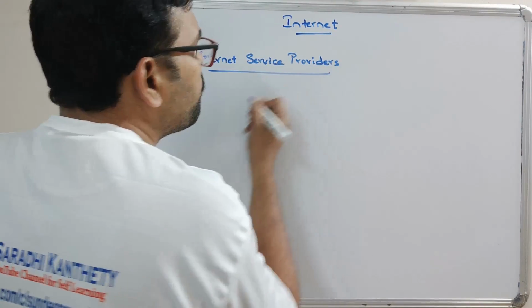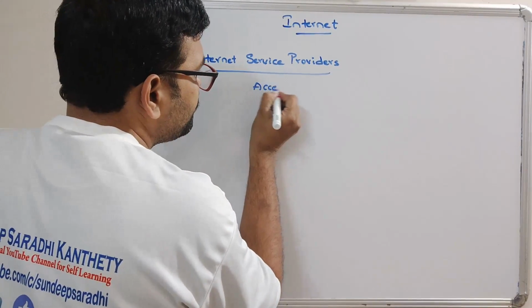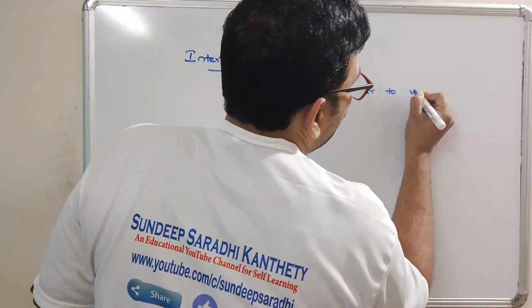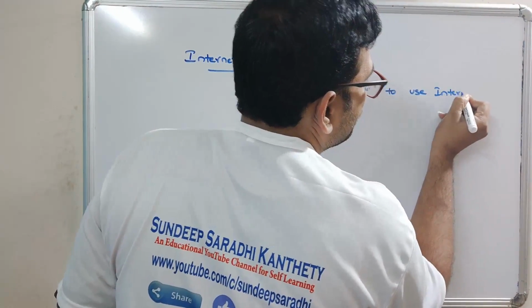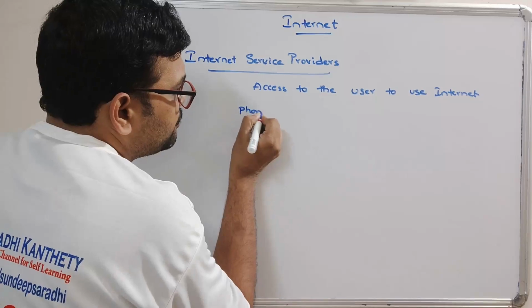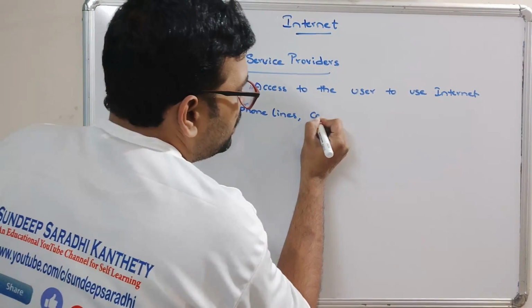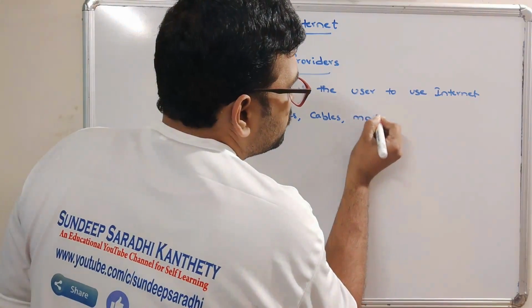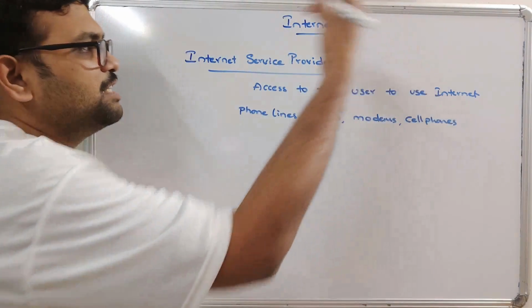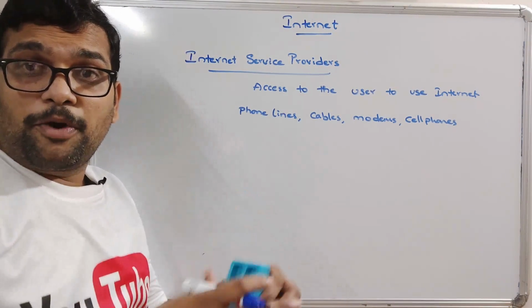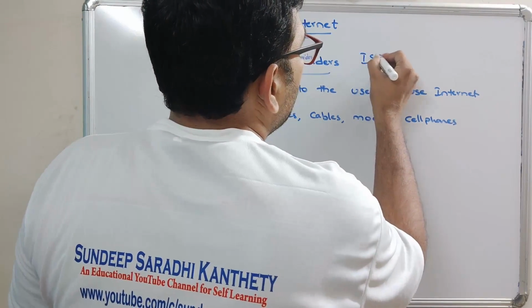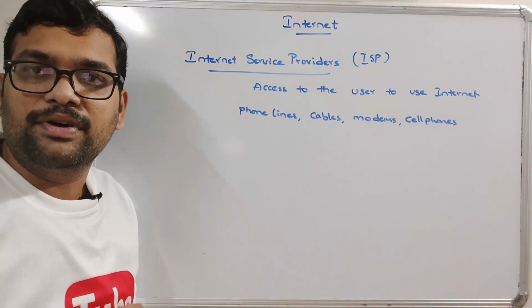These providers will give access to the user to use the internet, right? Most of these service providers will be using phone lines or cables, modems and all these things, or cell phones, right? By using all these things we can access the internet. So who will provide the internet? That's Internet Service Providers. ISP. The ISP will provide the internet for the users.